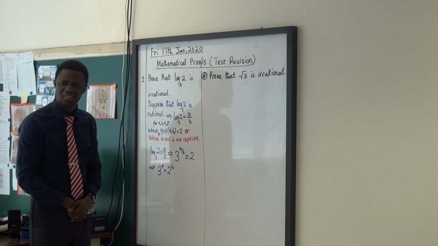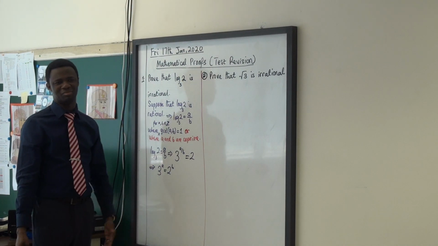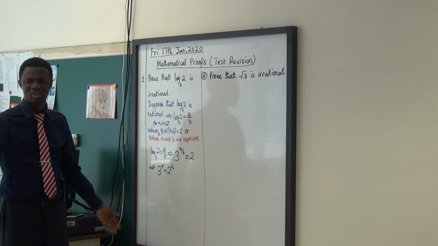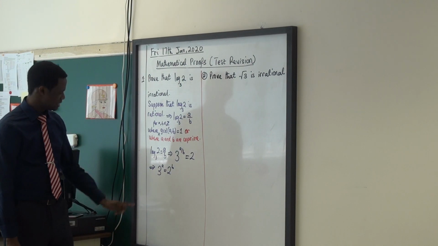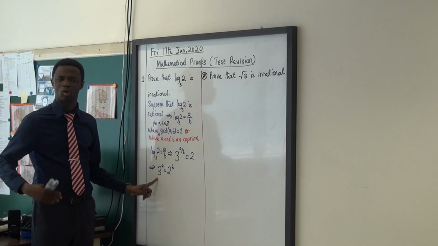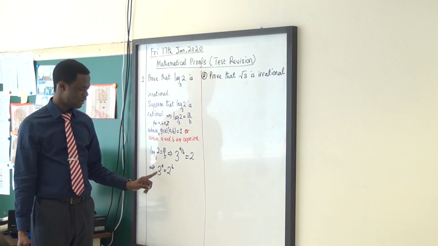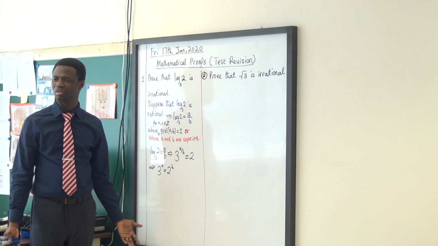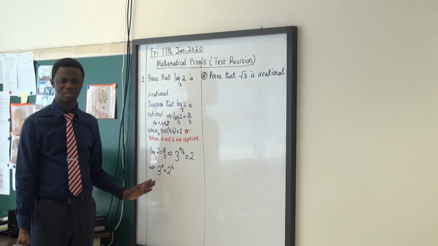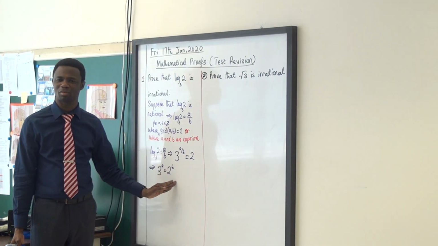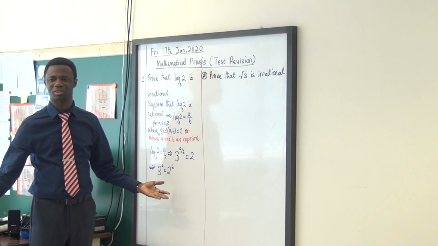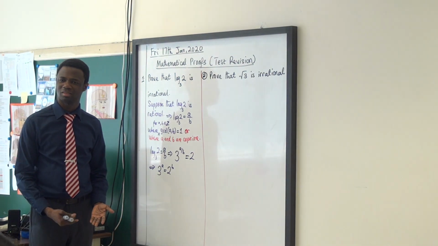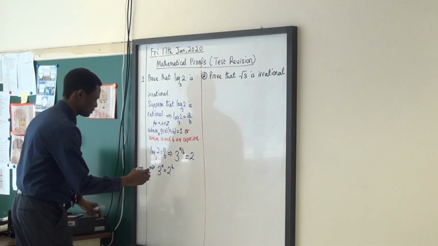Because they can't be the same. That's the contradiction. Powers of 3 are always odd. Powers of 2 are always even. So how can you say an odd number equals an even number? That's complete rubbish. That's a contradiction. And that's all you have to explain.